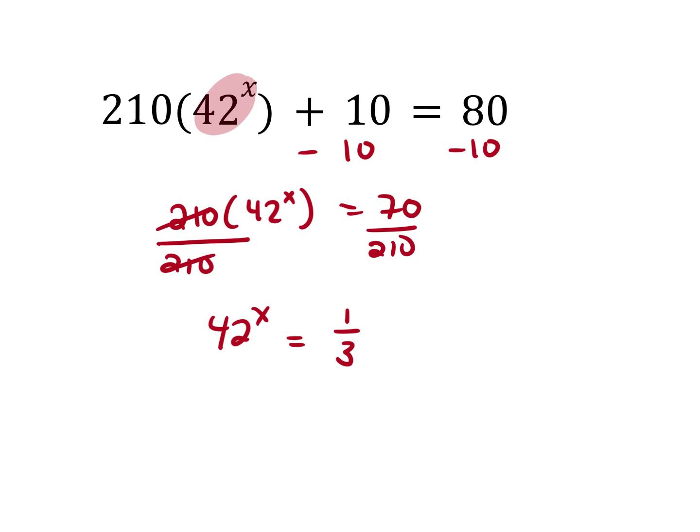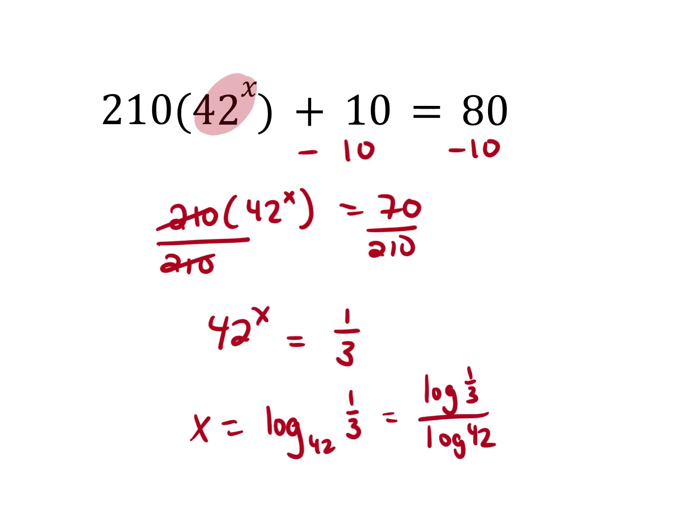So now it's ready to switch to log form because it's a base to a power equals a number. So x is going to equal log base 42 of 1/3. If you're putting that in the calculator, it's log of 1/3 over log of 42, always the base number on the bottom. So I'm just going to type that in, log of 1/3 divided by log of 42, and I'm going to get negative 0.29.